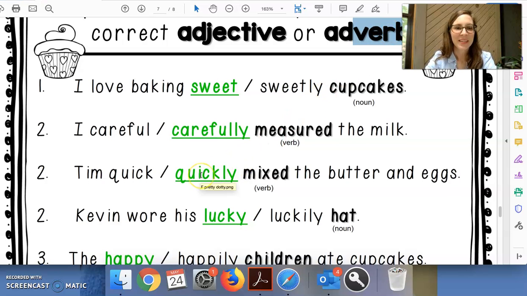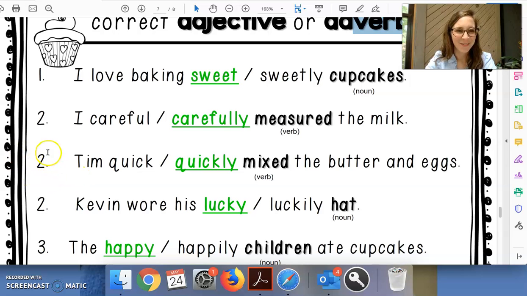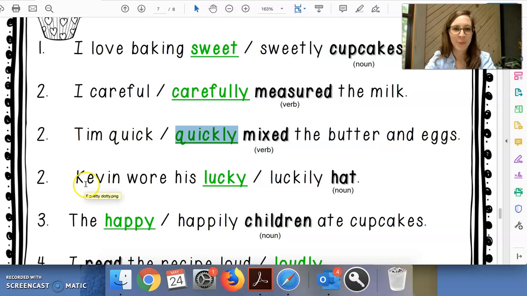Let's do a couple more. We have our numbers off here, but this sentence says, Tim quickly mixed the butter and eggs. So how did he mix? He mixed quickly. We might say that Tim is quick, but in describing how he did an action, how he mixed the butter and eggs, we added the ly to make the word quickly, which is an adverb describing the verb mix. And I like this one a lot too. This one doesn't have to do with baking. Kevin wore his lucky hat.